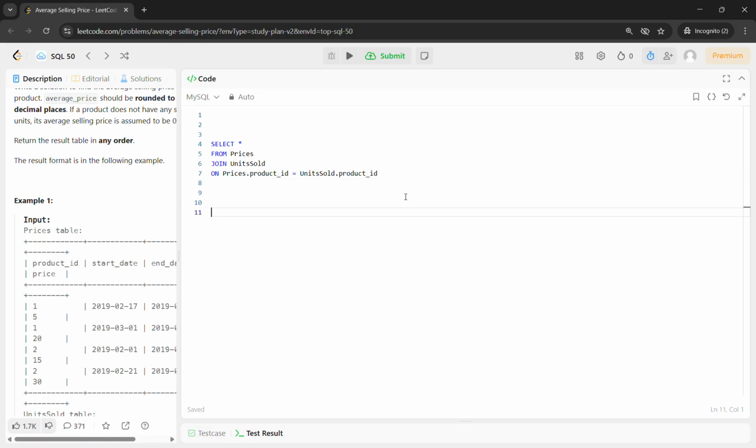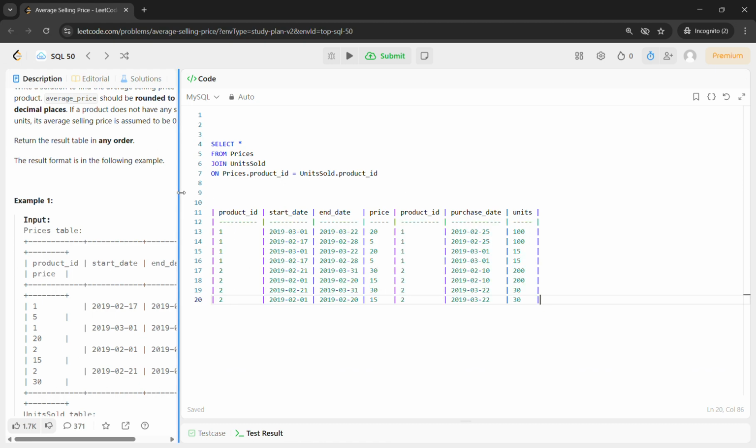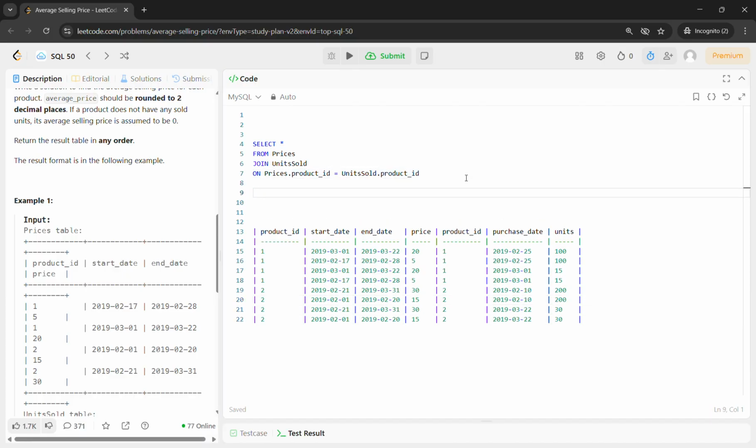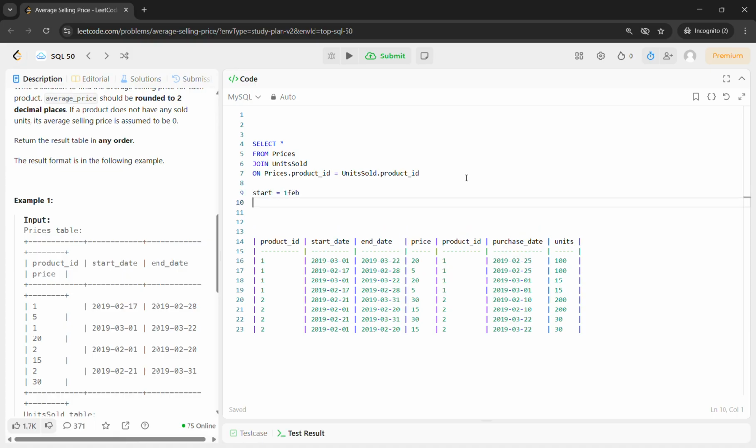So this is what we are getting. Now we have one more condition, right? We have to check the purchase date, like in which range it is falling. So let's say the start date is 1 February, just to show you how the condition will work. Start is 1 Feb and the end is 28 Feb.